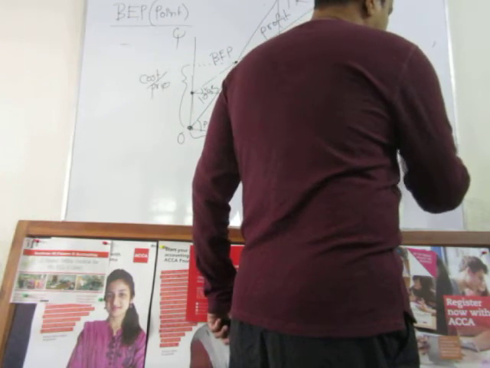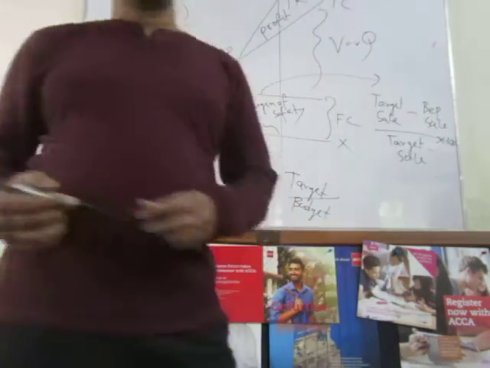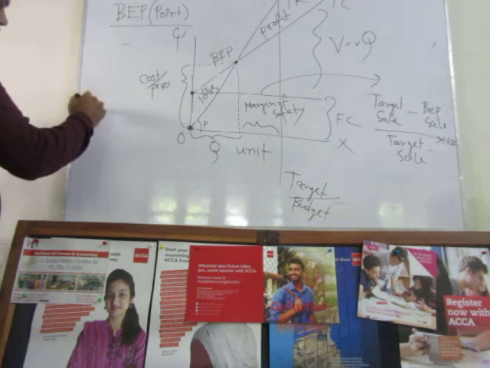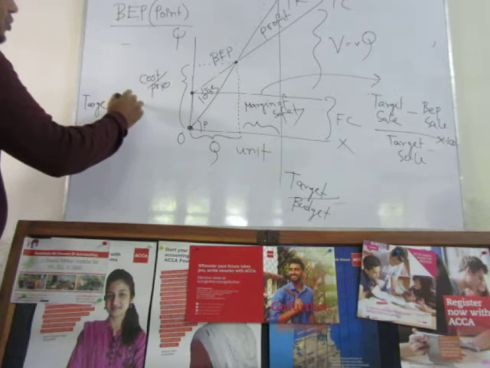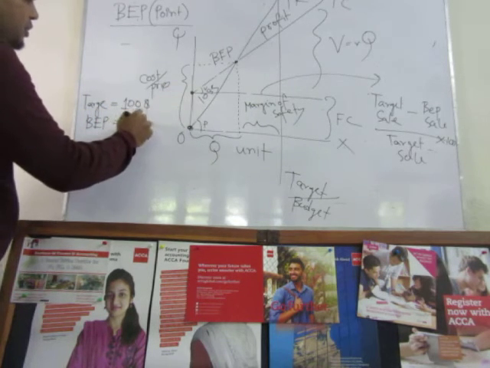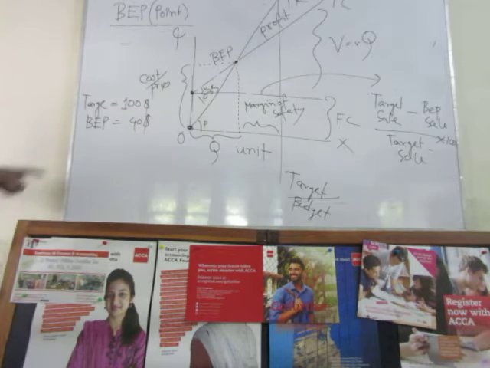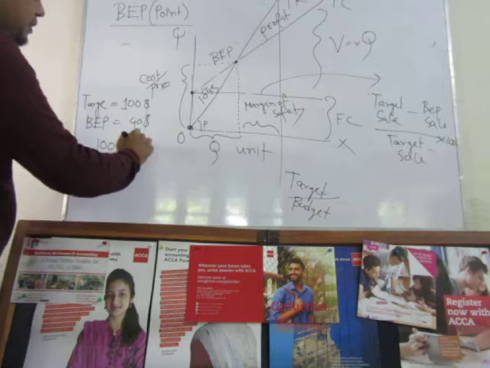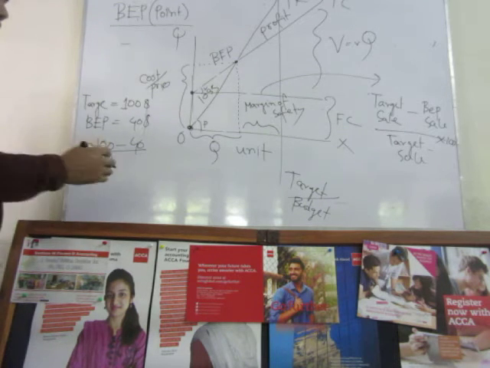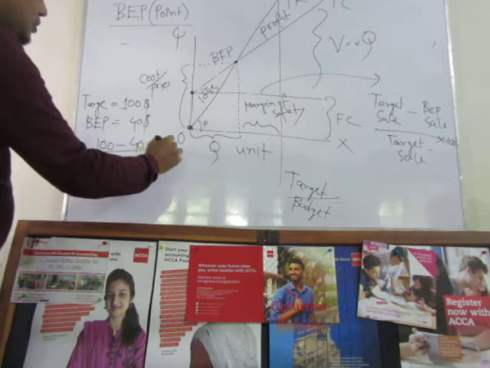And normally we try to measure this as a percentage of total target sale. So if you want to find out the percentage, divide by target sale, into 100, and it will provide you the percentage of margin of safety. As for example, if your target is to sell $100, and your BEP sale is, for example, $40, in that case what will be the margin of safety? Target sale minus BEP sale gives the margin, divided by 100, into 100.